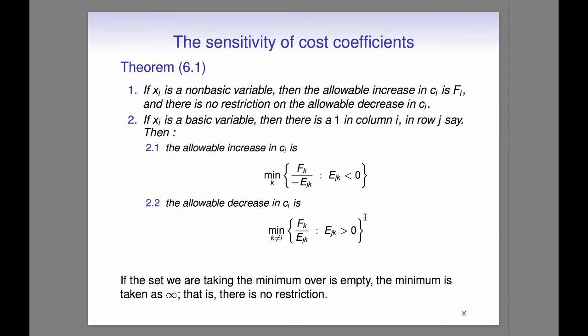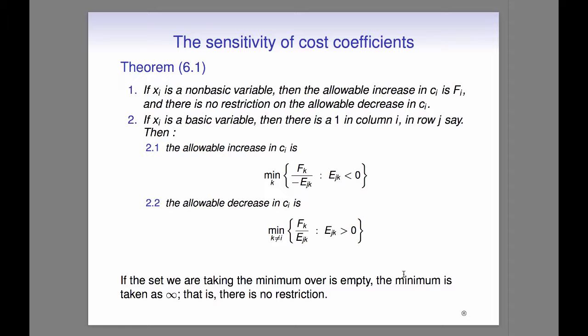Now, this theorem will be given in the formula sheet on the exam, but of course you need to know what the e's and f's are in order to use it. Little thing here, if it turns out that the set is empty, for instance, in the second case here, suppose none of these numbers were positive, then we'd be looking at the minimum over the empty set, and the minimum over the empty set is defined to be infinity. That is, no restriction.